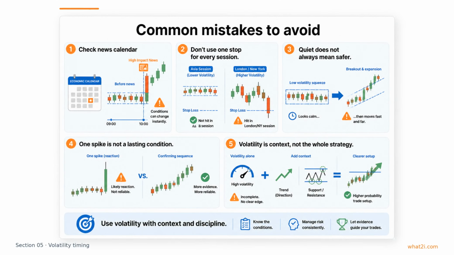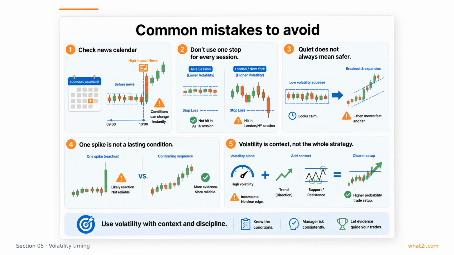Volatility timing is helpful, but it becomes dangerous when traders use it without context. Holding through news without checking the calendar is one of the most common mistakes, because conditions can change instantly. Using the same stop in every session is another error, since a stop that fits Asia may be far too tight for the overlap. Quiet markets are not always safer either, because low volatility can still produce sudden expansion. Traders also misread a brief spike as a lasting condition, when sometimes it is only a temporary burst. And perhaps the biggest mistake is treating volatility alone as the whole strategy. Volatility is a filter and a risk guide, but it works best when combined with structure, timing, and discipline.